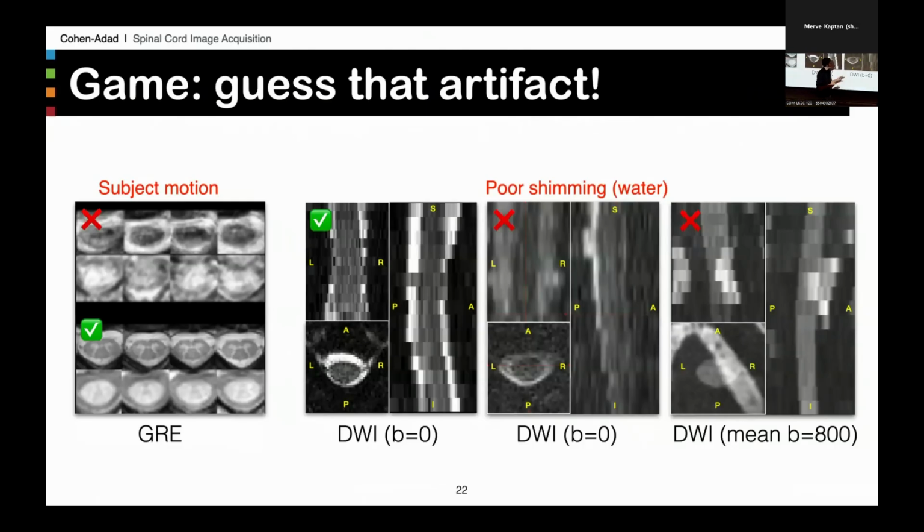Here I'm showing the B0 image, and here I'm showing the DWI mean image, right? And you see those ugly, non-saturated fats that are warping around everywhere. So shimming can have very disastrous effects and manifest in many ways.